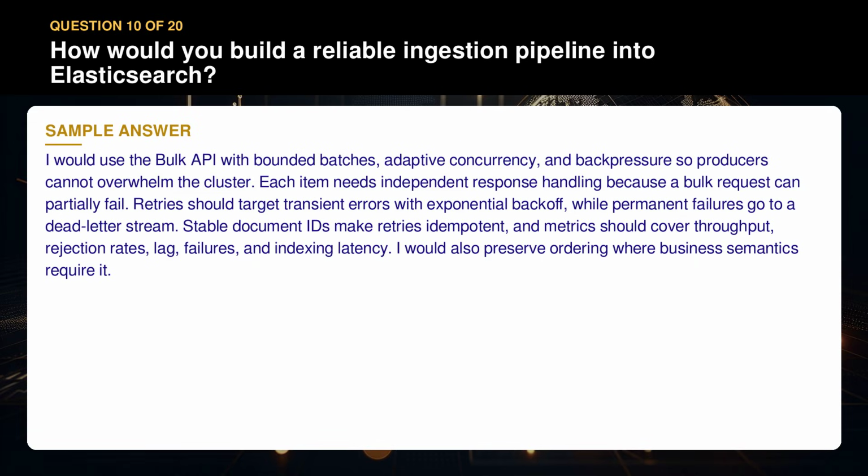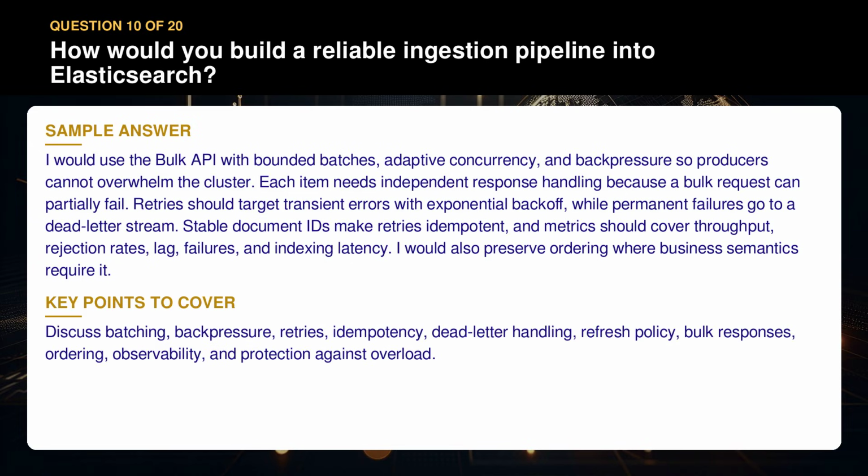I would use the bulk API with bounded batches, adaptive concurrency, and backpressure so producers cannot overwhelm the cluster. Each item needs independent response handling because a bulk request can partially fail. Retries should target transient errors with exponential backoff, while permanent failures go to a dead letter stream. Stable document IDs make retries idempotent, and metrics should cover throughput, rejection rates, lag, failures, and indexing latency. I would also preserve ordering where business semantics require it.